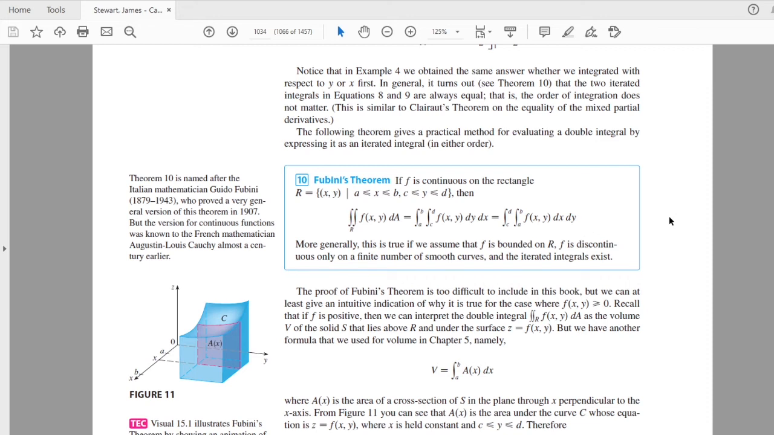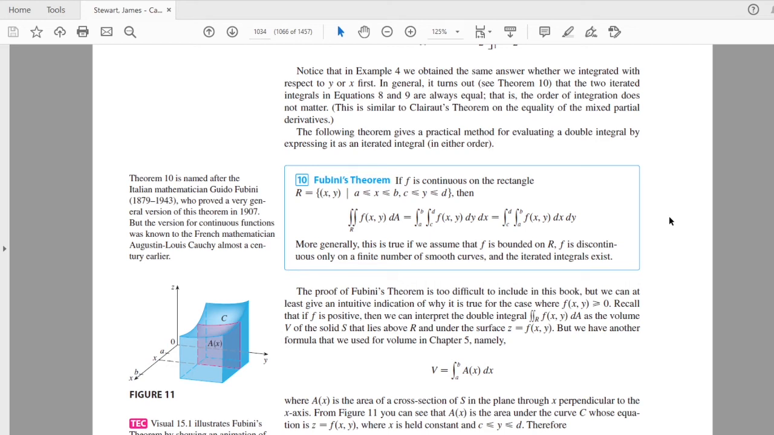At some point along the way, as we're doing these, the word Fubini becomes a verb. So you'll hear me say we can Fubini this particular problem, meaning we can swap the order of integration. As long as I have a continuous function, I can do this.